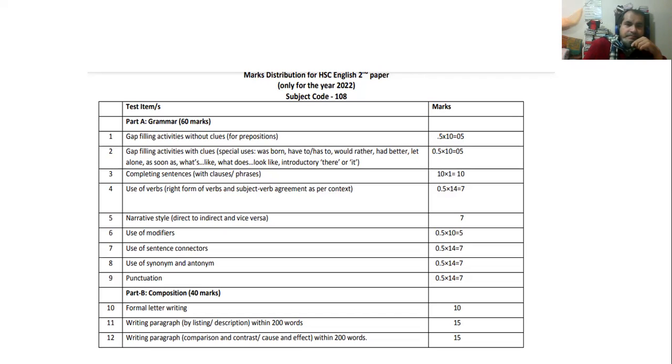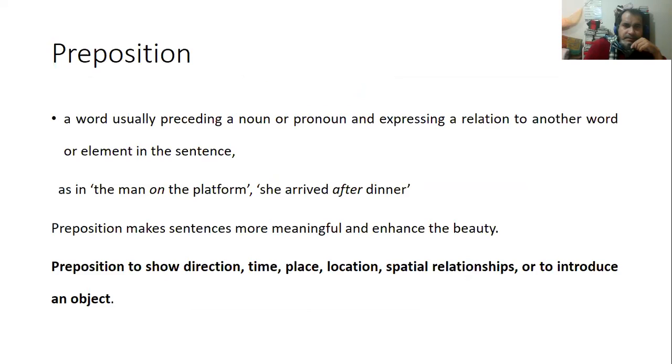And from the grammar part, we will discuss preposition. I will give you 3 or 4 classes on preposition. So what is actually preposition? We all know about preposition, and studied these things in our school also. A preposition is a word that basically comes before a noun or pronoun, and it shows their relation to other words in a sentence. For example, here you see that the man is on the platform.